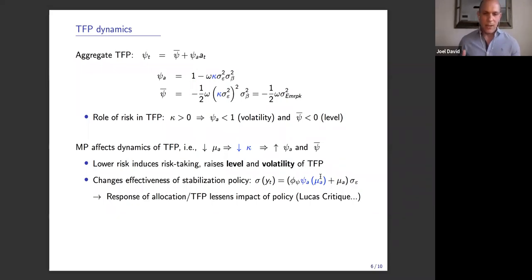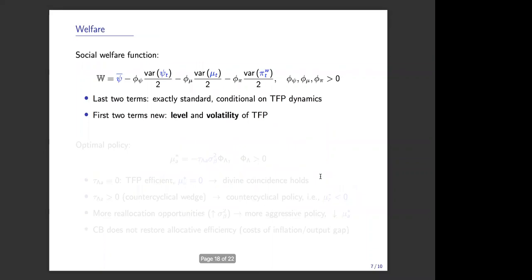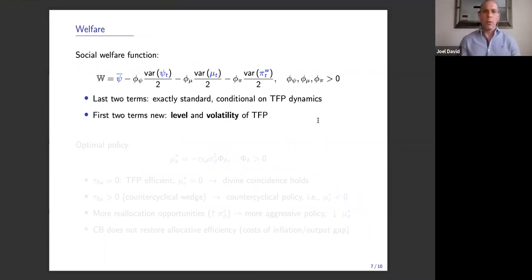Good, so that's basically summing up the positive effects of policy, both on the microallocation and on aggregate TFP. Okay, so turn to the normative implications of the model. We can derive here a representation for the social welfare function. It's the sum of four terms.